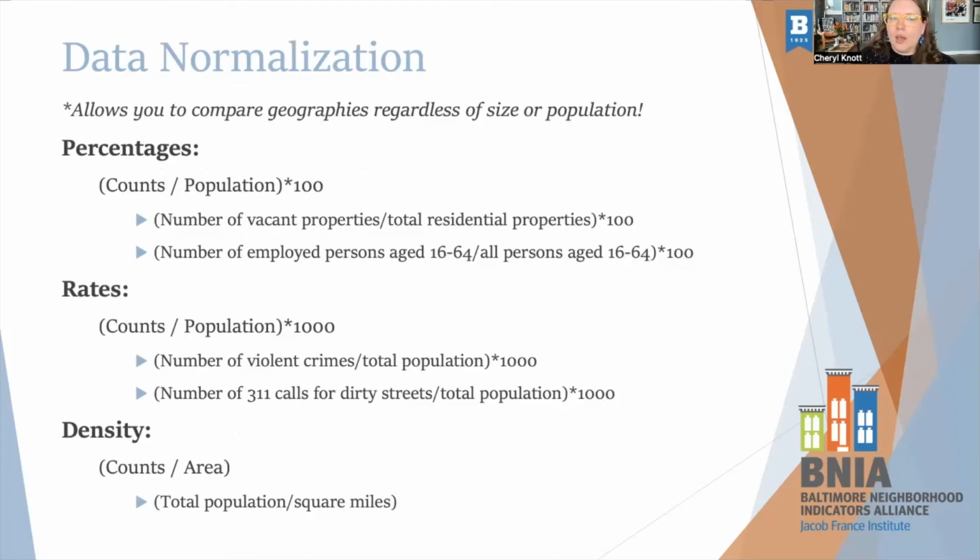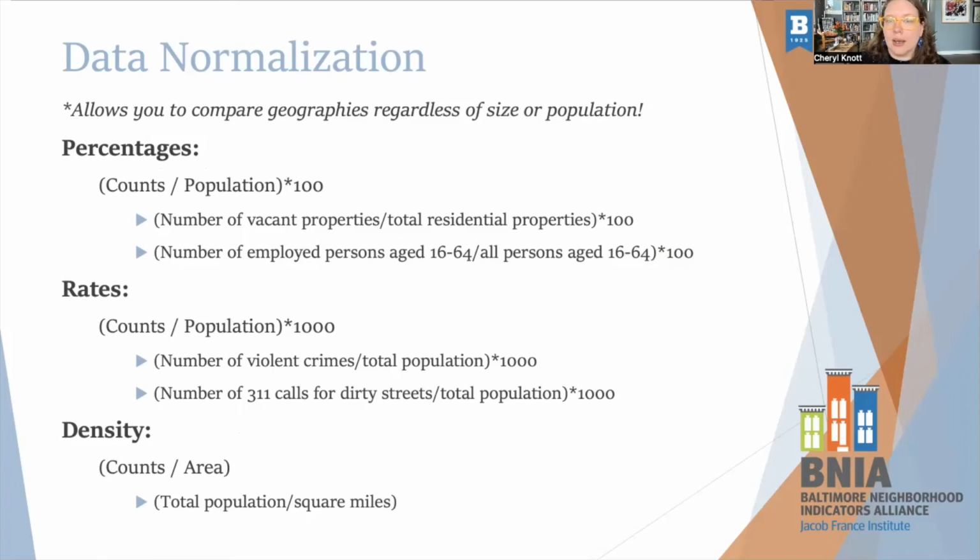So as I mentioned, percentages and rates, the Baltimore Neighborhood Indicators Alliance uses a lot of these. This is a count divided by a population. For percentages, this is times 100. For rates, times 1,000. Percentage indicators are fantastic if we're looking at representing a share of a population. So what's the percentage of properties in Baltimore that are vacant? What's the percentage of people age 16 to 64 that are employed?